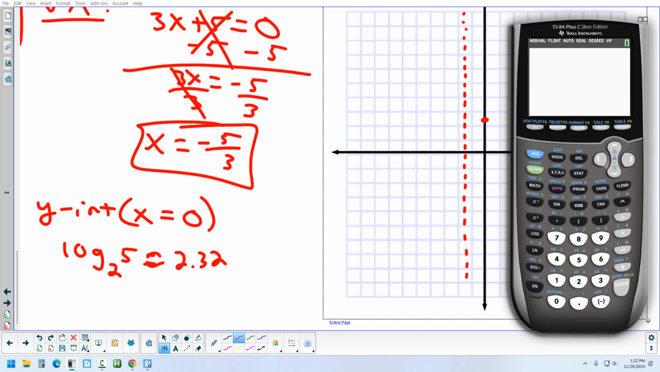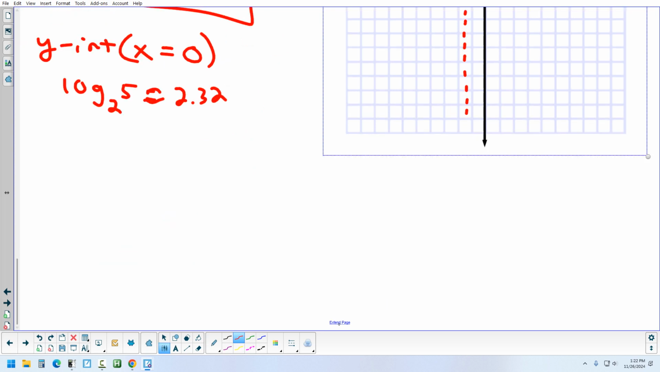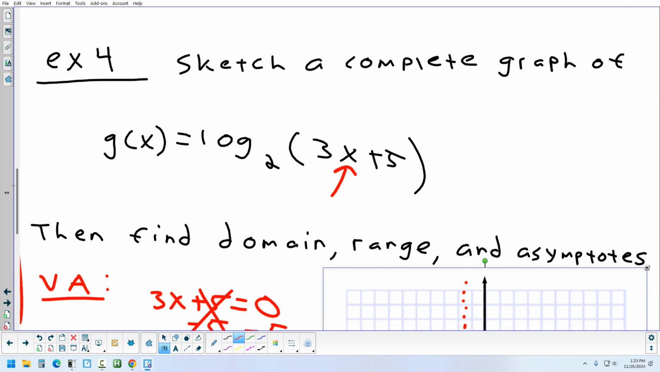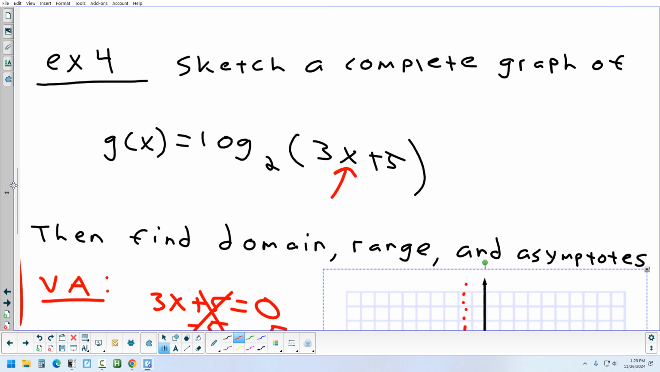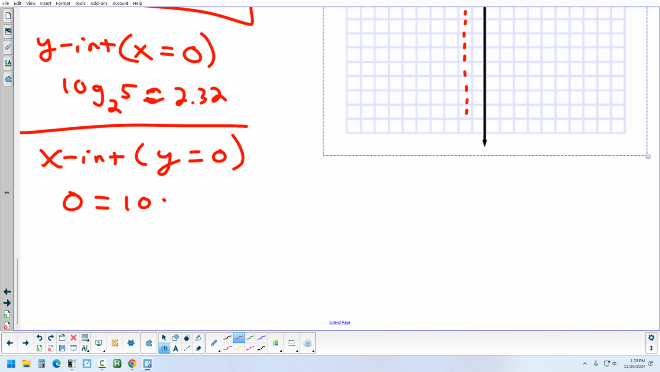Okay, so we got our y-intercept. What's the other intercept I want to find? The x-intercept. For the x-intercept, plug in 0 for y. There is no y in that equation, but there's something that represents y: the g of x. So you're going to put in a 0 right there. So 0 equals log base 2 of 3x plus 5.